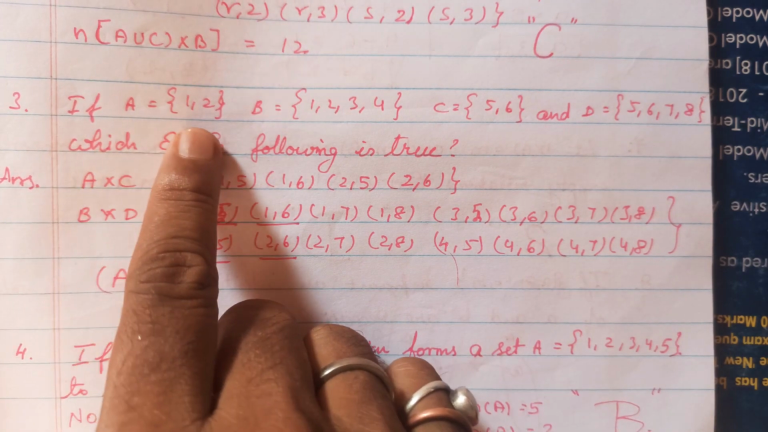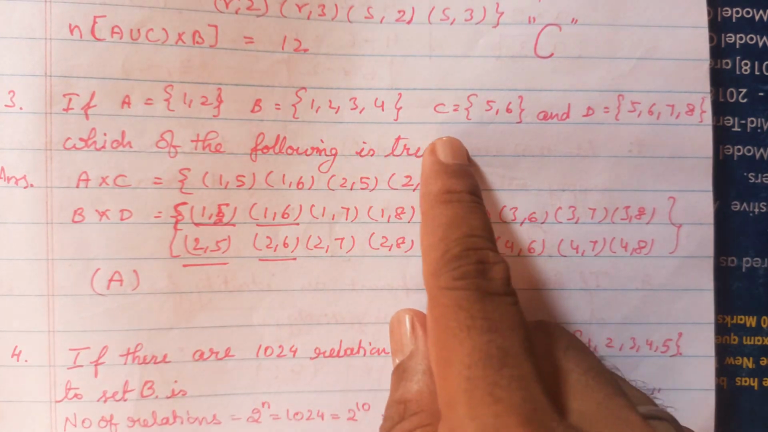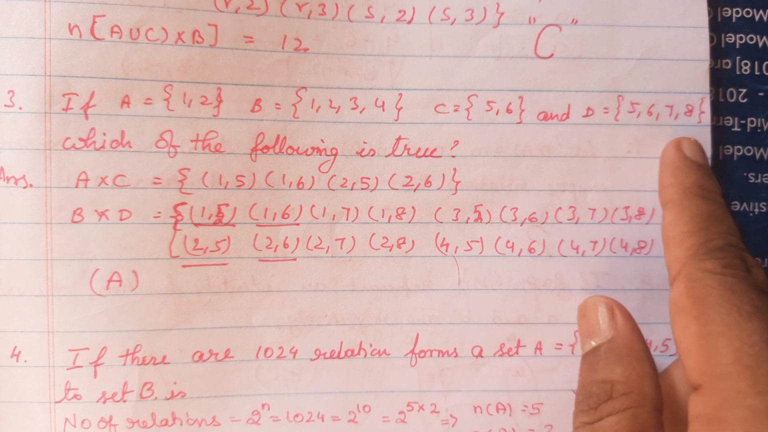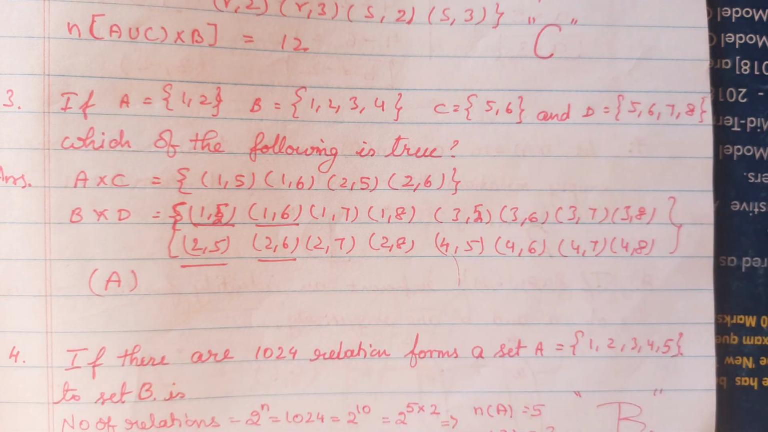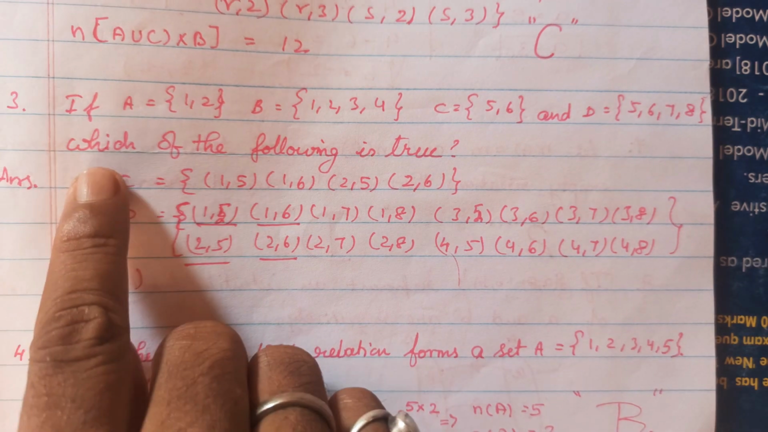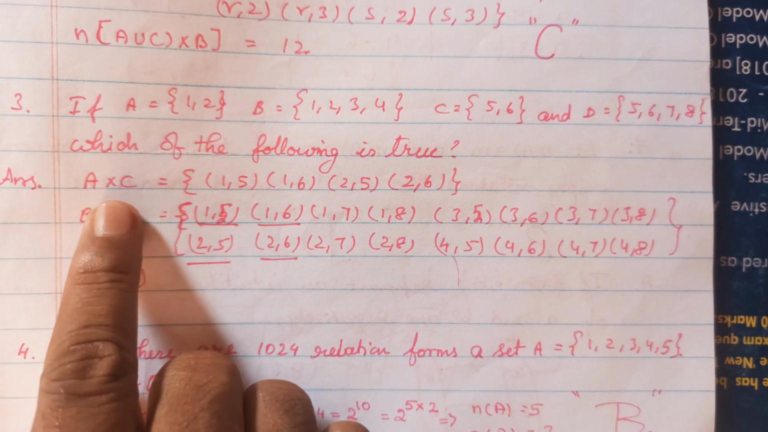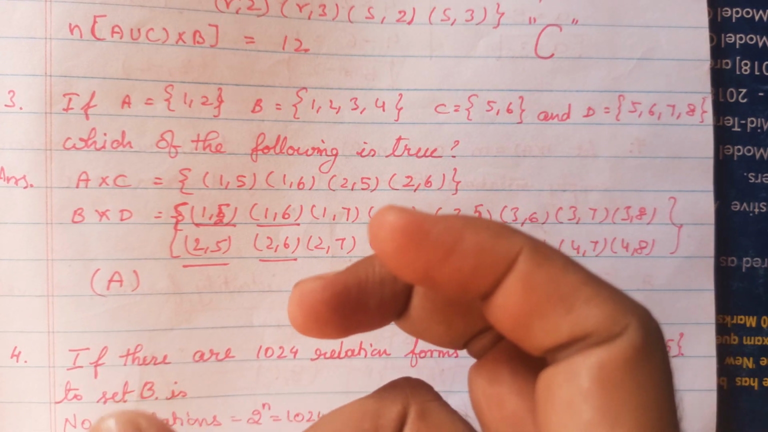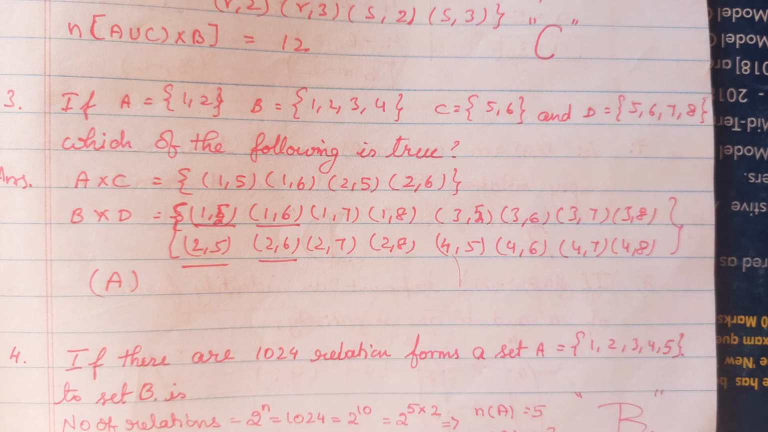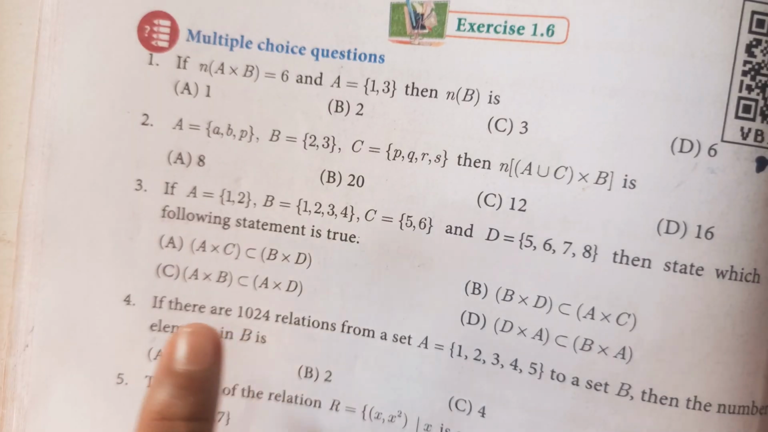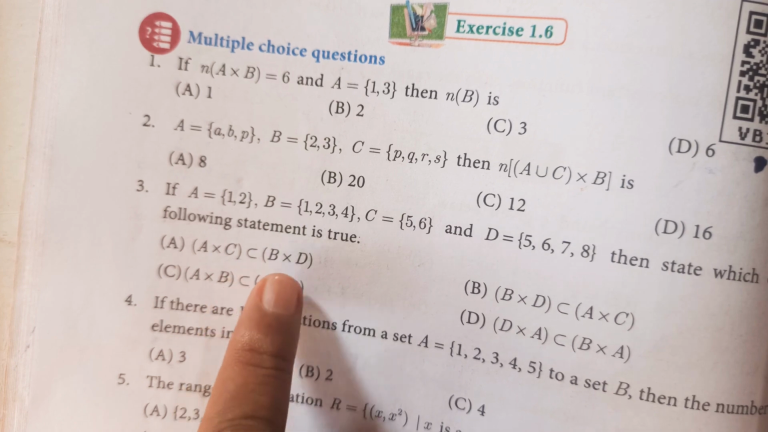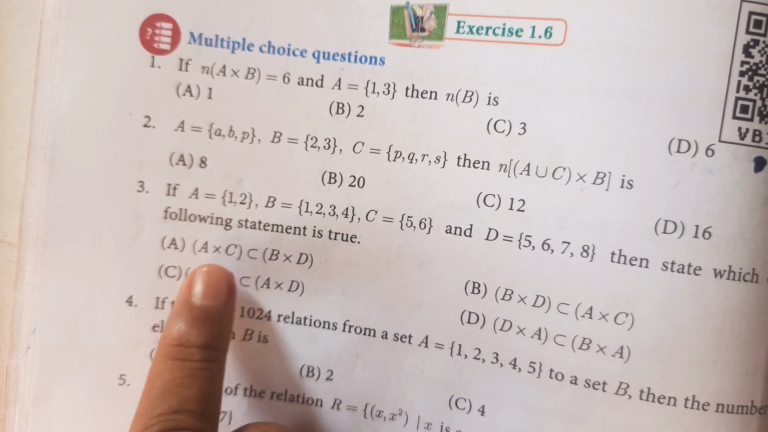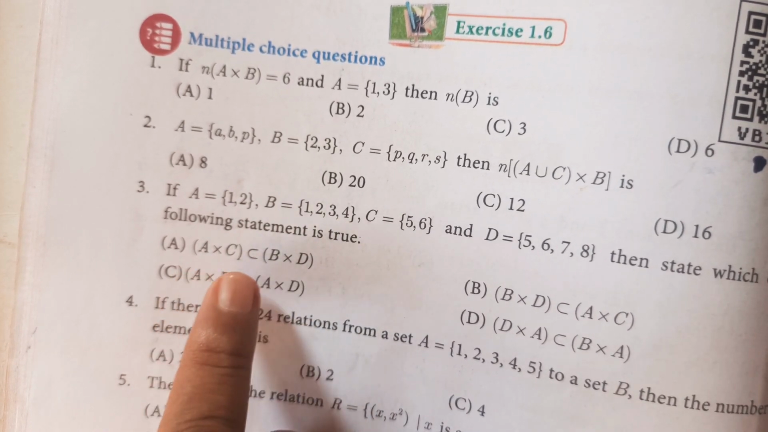Next, question number 3. If A is equal to {1, 2}, B is equal to {1, 2, 3, 4}, C is equal to {5, 6} and D is equal to {5, 6, 7, 8}, which of the following is true? As you can see, A cross C is {(1,5), (1,6), (2,5), (2,6)}. So whatever the options are given, we follow according to the option. It is given in the option that A cross C is contained in B cross D. So first we find these two values and check whether it is contained or not.